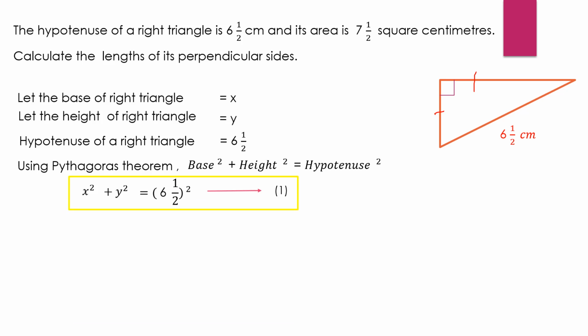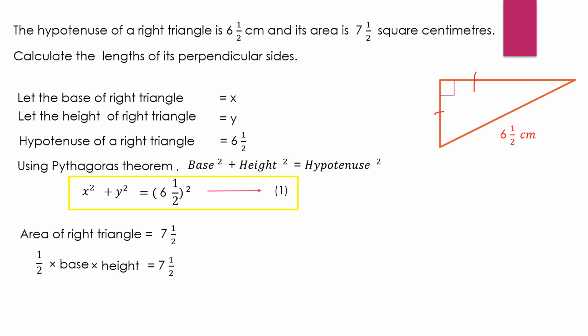Look at the question once again. The area is 7 1/2 square centimeters. Next, what will you do? The area of the right triangle is 7 1/2. Then, what is the formula for the area of a right triangle? Half into base into height, and that is 7 1/2.